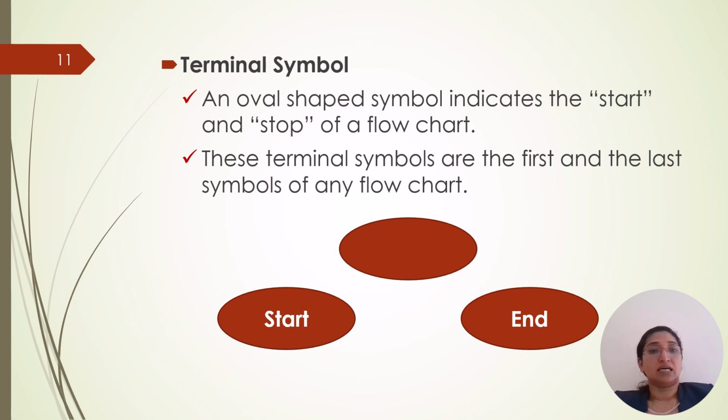So these terminal symbols are the first and the last symbol of any flowchart. So any flowchart must have these symbols. It indicates the beginning and the end of your program. In any flowchart, you have to have at the beginning this and at the end this.